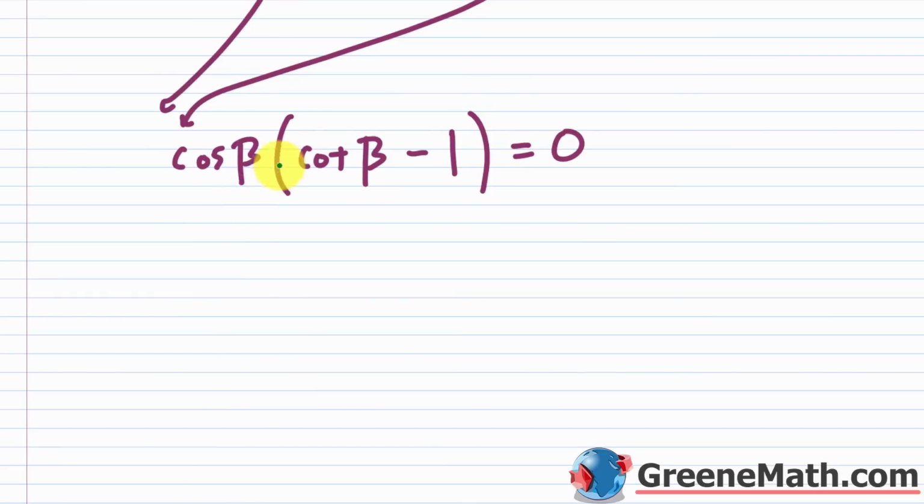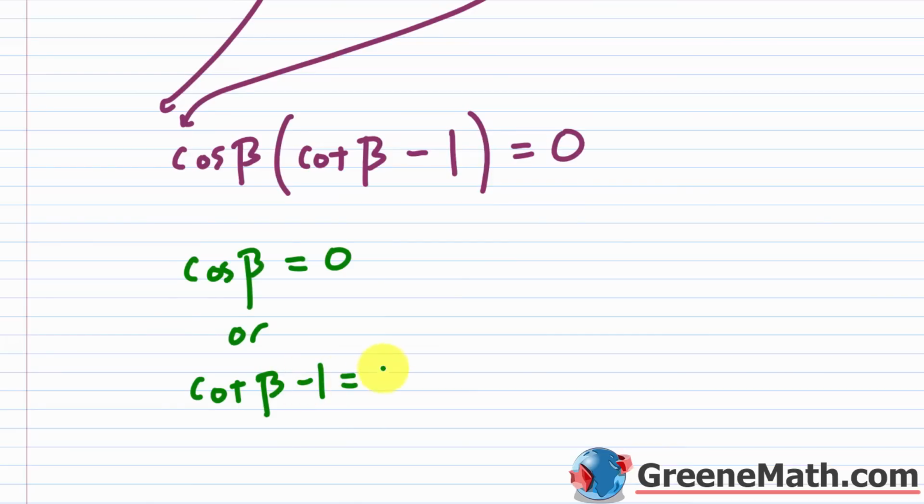property. So for that, I'm going to take the cosine of beta and set that equal to 0. Then I'll say or. I'm going to take this other factor, so the cotangent of beta minus 1, and set that equal to 0. Well, for this one, you could add 1 to both sides, so the cotangent of beta would be equal to 1, and we know that the tangent of beta is equal to 1 over the cotangent of beta, so the tangent of beta here would be 1 over 1, which is 1. So let me write this as the tangent of beta equals 1.